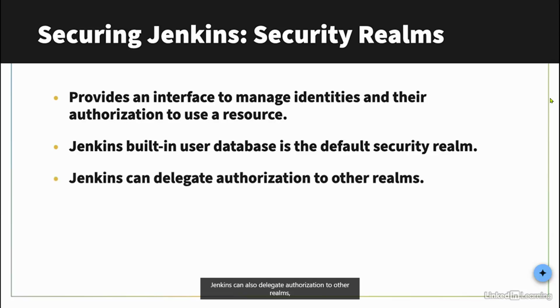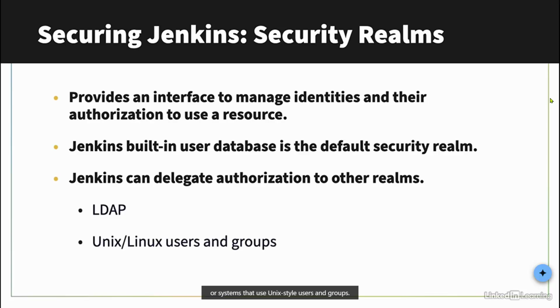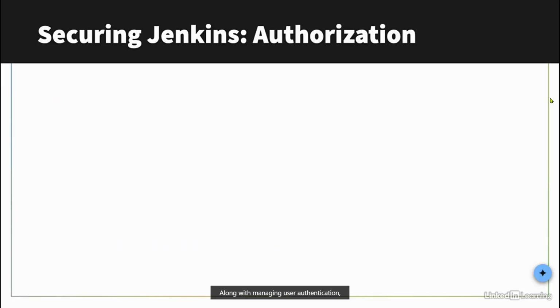Jenkins can also delegate authorization to other realms, including Lightweight Directory Access Protocol services, also known as LDAP, or systems that use Unix-style users and groups. For this discussion, we'll be focusing on the built-in authentication provided by the Jenkins server. Along with managing user authentication, we still need to manage the permissions users have when they interact with the Jenkins service. In other words, we need to configure authorization.